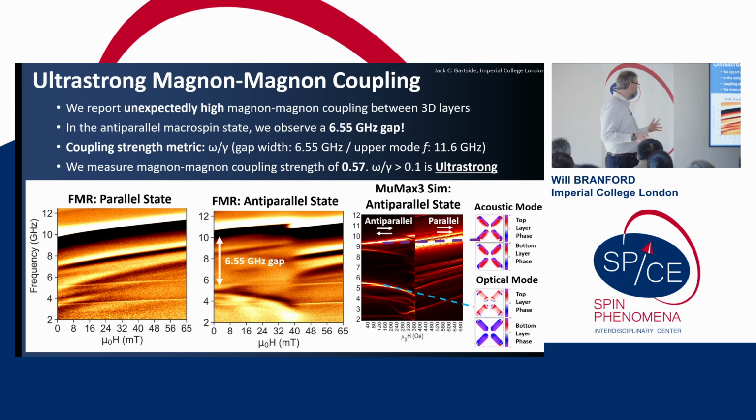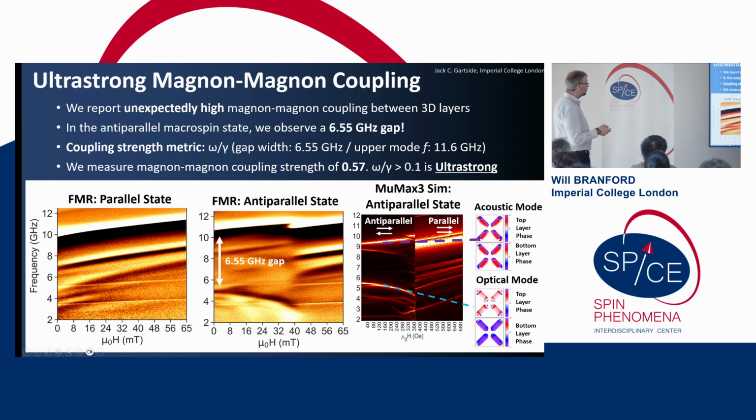Can we see these things in experiment? Here are our measurements of the heat maps. Firstly, in the parallel state, we just have the Kittel modes, and they're all parallel to each other. But if we put it in the anti-parallel state, you can see we've got this new mode that's come in here. And this matches perfectly with the hybridization simulations. At least where we are hybridized, this is becoming an acoustic mode and an optical mode of the collective top and bottom layer together.